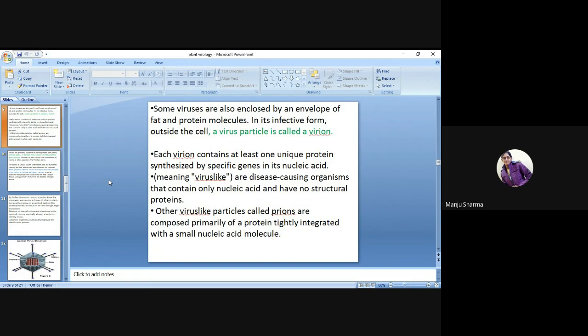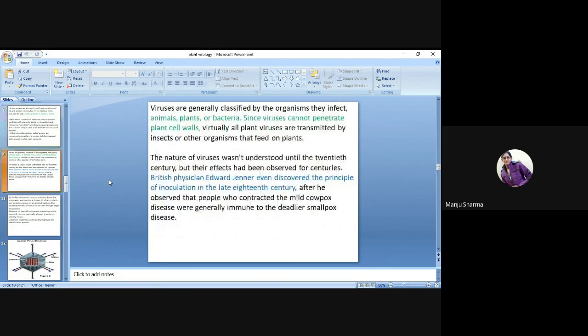Other virus-like particles called prions are composed primarily of a pathogenic protein tightly integrated with a small nucleic acid molecule. Viruses are generally classified by the organism they infect: animals, plants, or bacteria.